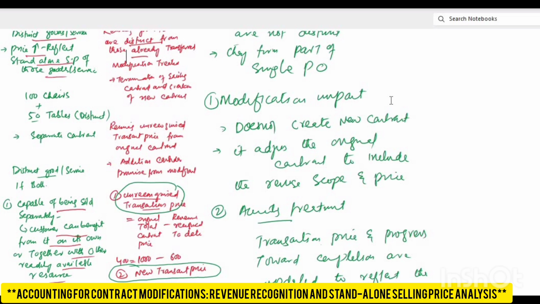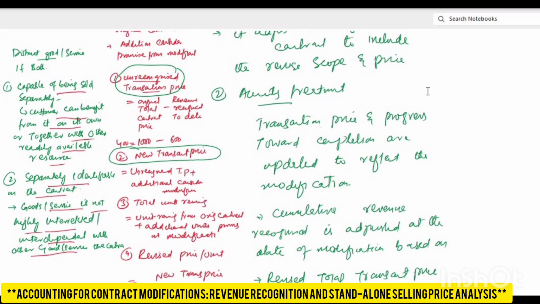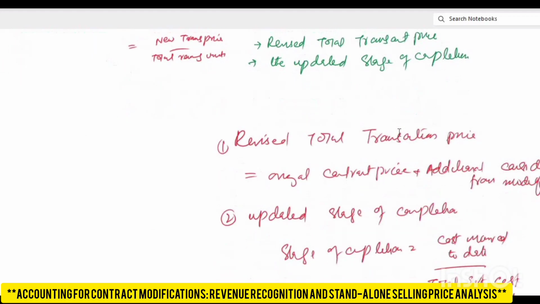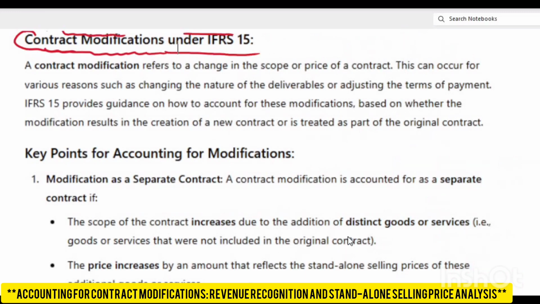You have to include the revised scope in price, and for that you have to do the accounting treatment. For the accounting treatment, you have to calculate the transaction price and the progress toward completion. We have all discussed these things. Now let's move on to the text, and there we will discuss what we have actually studied here.